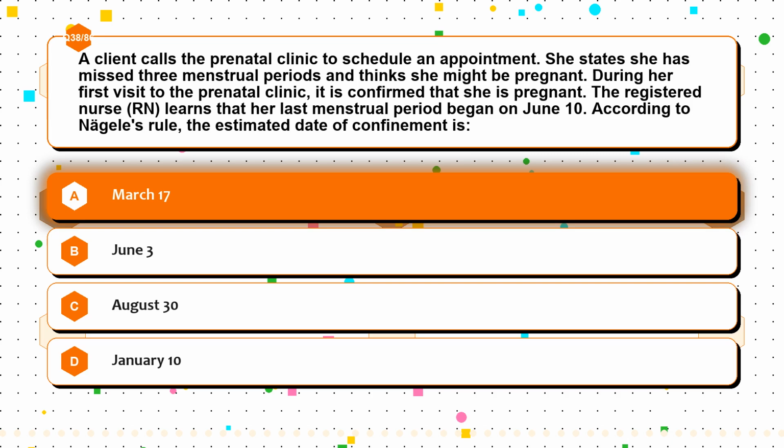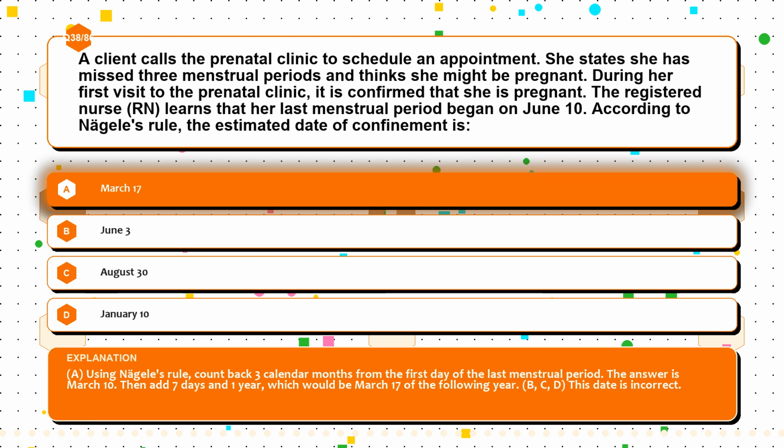The correct answer is option A. March 17. Using Naegele's rule, count back 3 calendar months from the first day of the last menstrual period. The answer is March 10. Then add 7 days and 1 year, which would be March 17 of the following year. B, C, D. This date is incorrect.